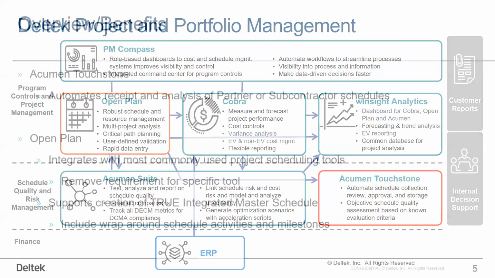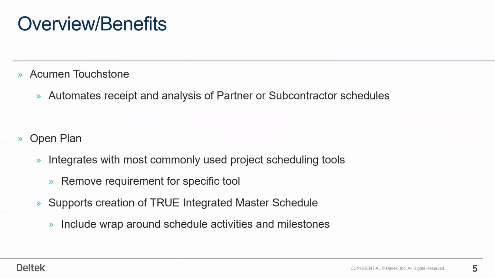So talking about Acumen, Touchstone, and Open Plan specifically. At a high level, Acumen Touchstone automates the receipt and analysis of schedules from another source. And that source can be internal or external. So when we talk about internal versus external, you might have, again, those partners, subcontractors submitting schedules to you, or maybe you are simply doing the management portion of a program, and so everybody's submitting their schedules to you.